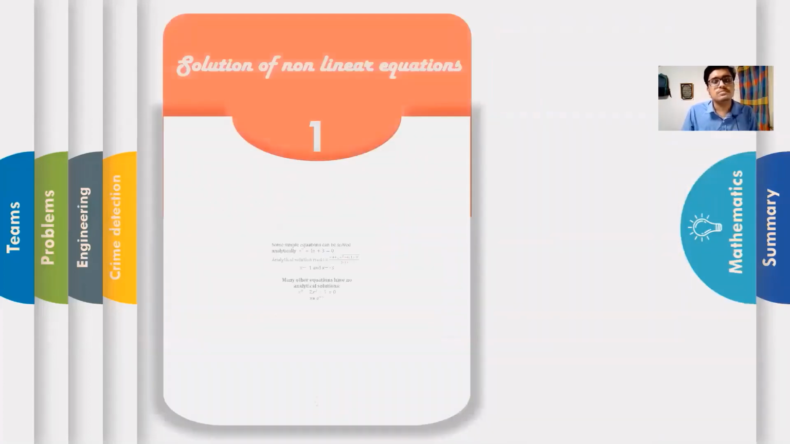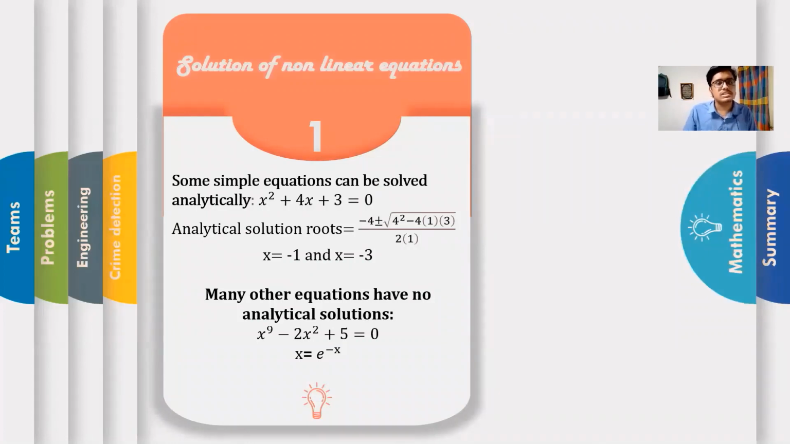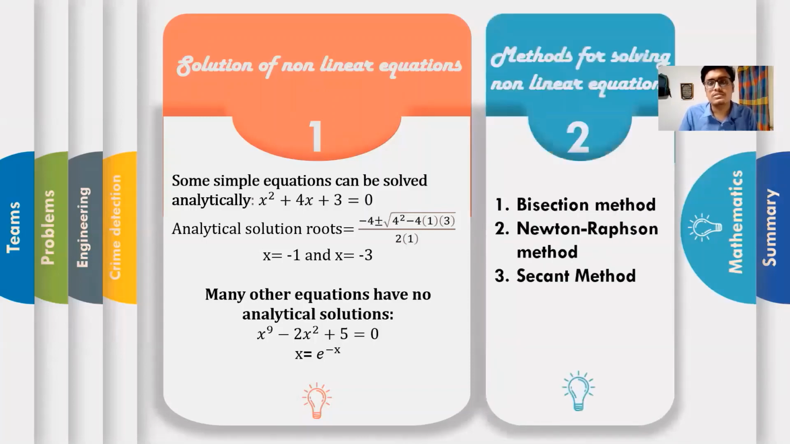Now, if we focus on nonlinear equations, some simple quadratic equations can be solved analytically, as shown: x squared plus 4x plus 3 is equal to 0, whose analytical roots are x equals -1 and x equals -3. But many other equations have no analytical solution. What to do if we have a nonlinear equation of degree more than 3, 4, 5 or more? We have some methods for solving this kind of nonlinear equation. Number one, bisection method. Number two, Newton-Raphson method. And number three, secant method.